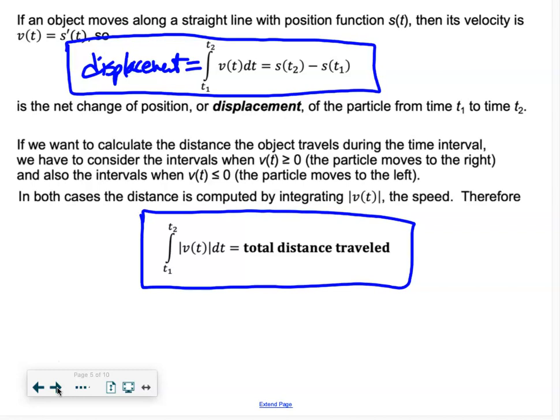If you remember, distance traveled is the definite integral of the speed, because speed is the absolute value of velocity, right? It'll help you when you get to parametric equations and you have to find distance parametrically. Again, just always remember: distance is the definite integral of the speed.